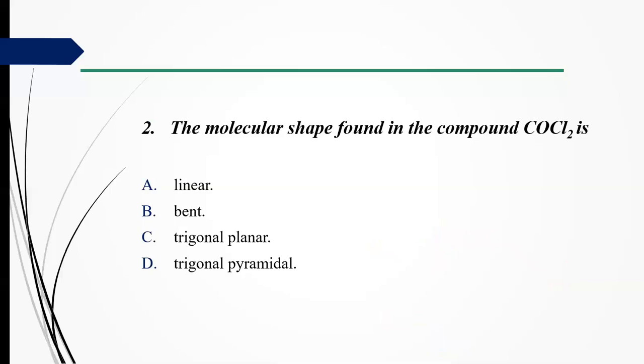If we had changed that to CO, CO2, then we should have our carbon in the middle, chlorine, chlorine, double bond. Now we have 3 electron regions, no lone pairs, and so our molecular shape should be trigonal planar.